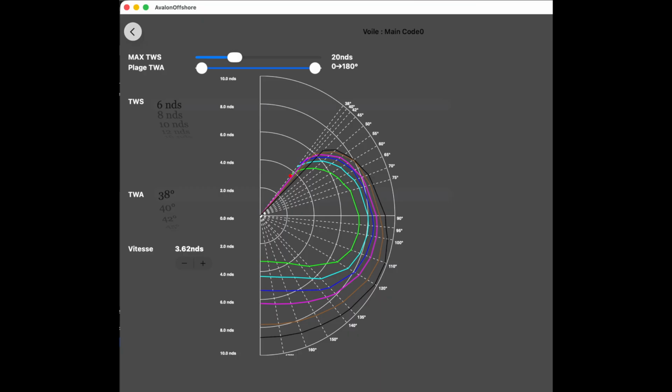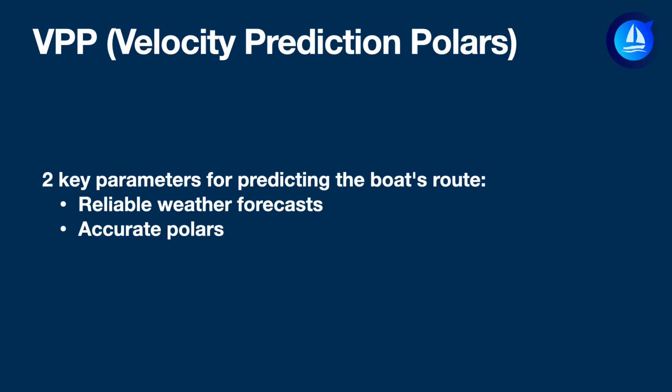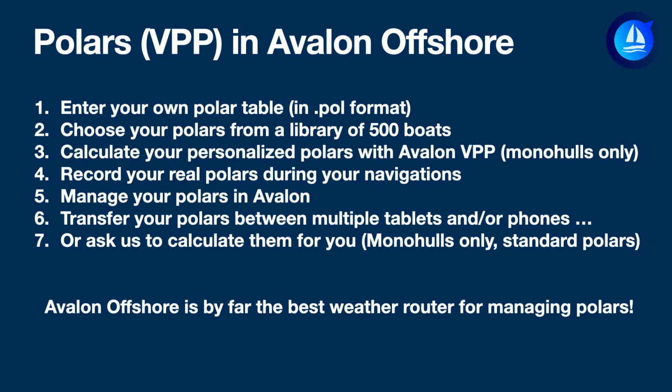Polar is actually a shortcut for velocity prediction polar, which represents the boat's speed prediction curves based on the wind's strength and the wind's angle. In order to accurately determine the most optimal course for a sailing vessel, the weather router requires two absolutely crucial pieces of information, namely dependable weather forecasts and predictive speed curves for that specific boat, which must be as precise as humanly possible.